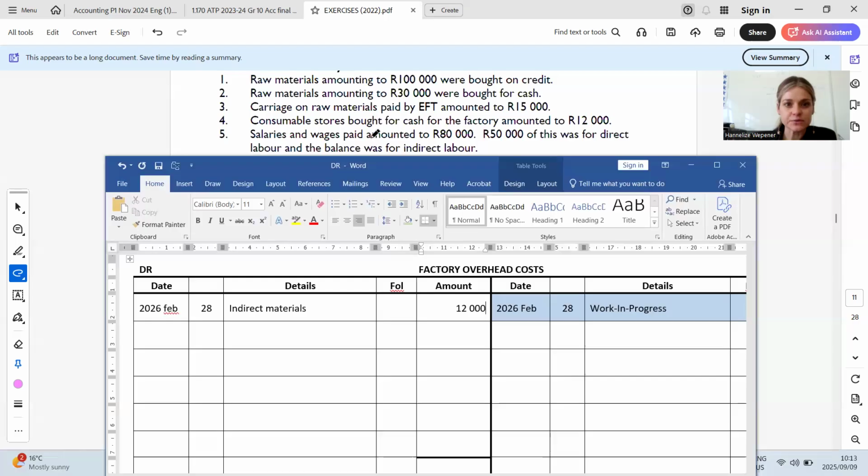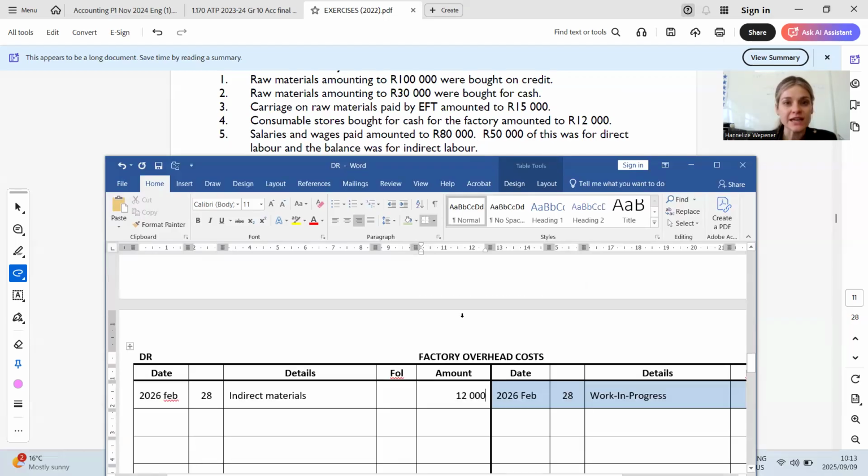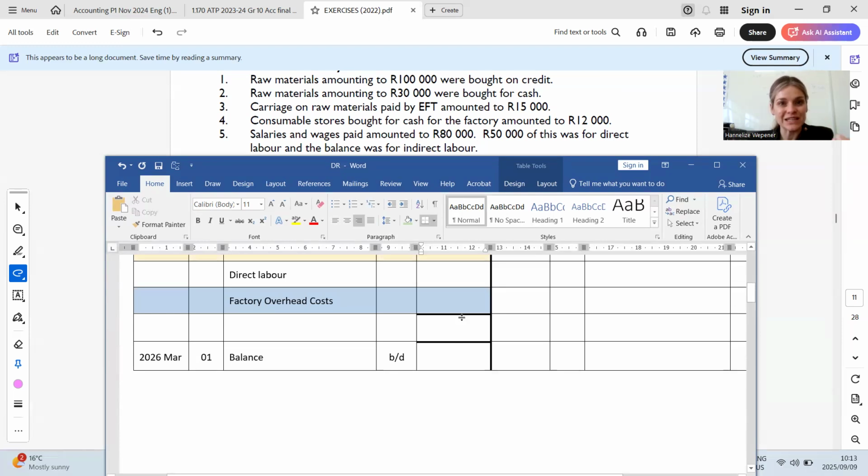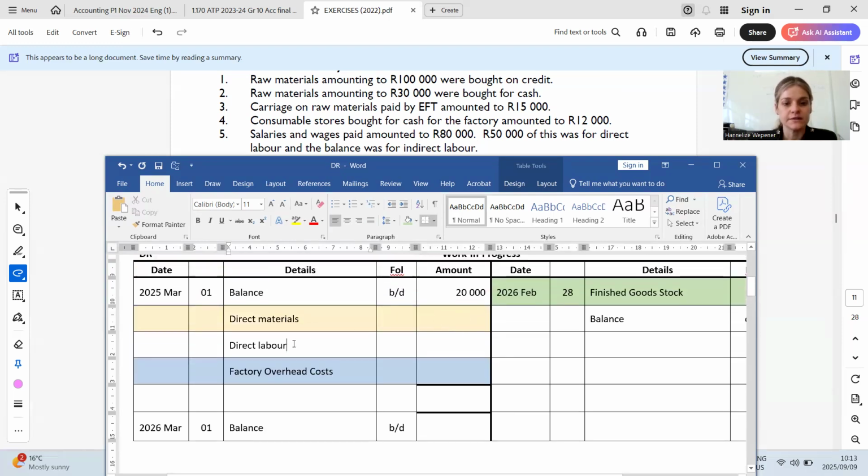Then it says that salaries and wages paid amounted to 80,000 Rand. So that was your total salaries and wages paid. 50,000 of this was for direct labor. So that's part of your work in progress because you need the people directly working with the product to get it done. So paid, so CPJ, 50,000. Of this was for direct. The balance was for indirect labor.